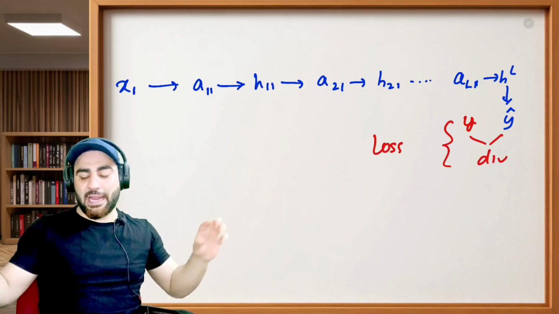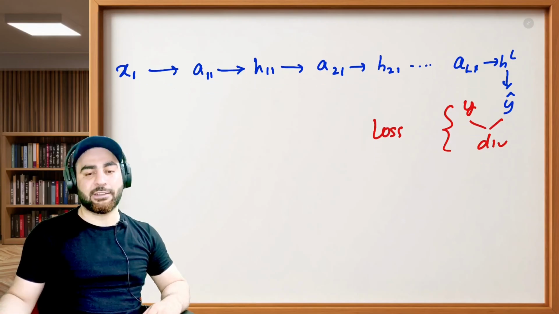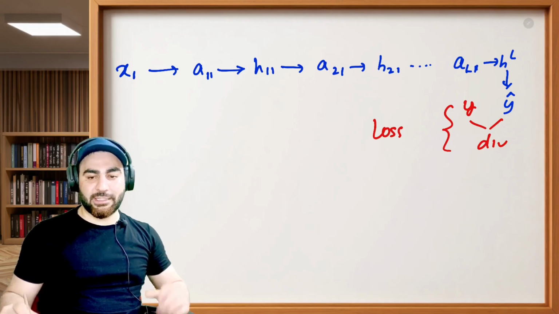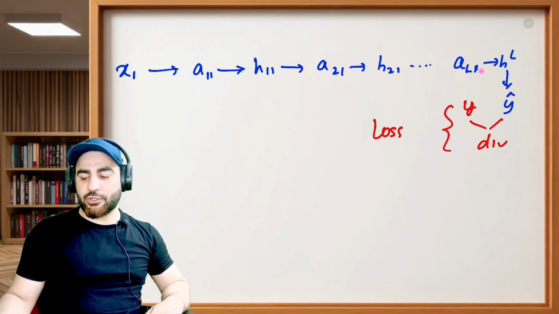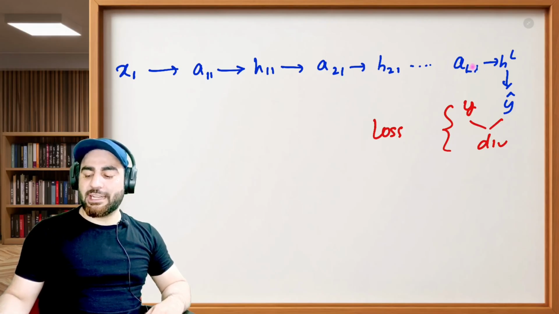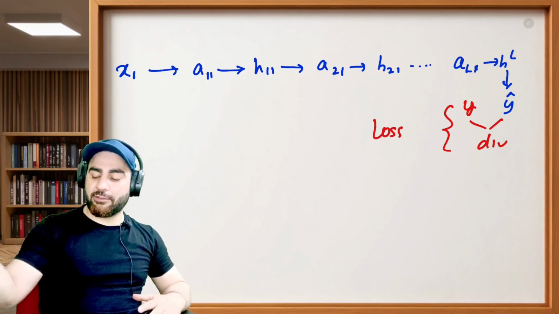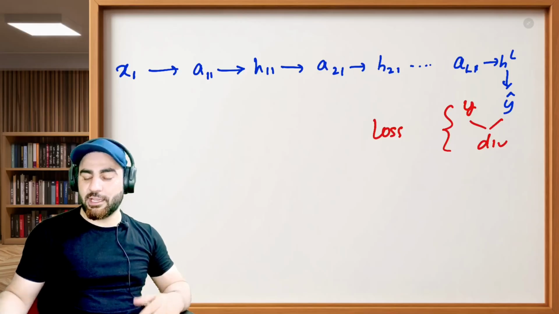I am just taking one neuron out of a network, a single neuron. Now you see this is a computational graph, the graph that I just made. This x1 is our input feature. Then this a11 is the linear combination, the weighted sum in the first layer. This is the activation in the first hidden layer. This a21 is the linear combination in the second layer, then the activation in the second layer. This is the linear combination in the Lth layer, and this is the output layer, or hL, which we can call the activation in the Lth layer. Then you apply some activation again and get some output. With this output and the ground truth, you apply the divergence, the loss function, and you get the loss.